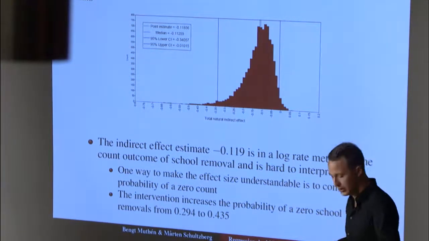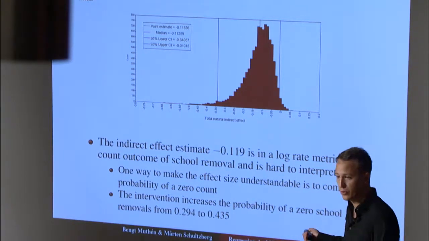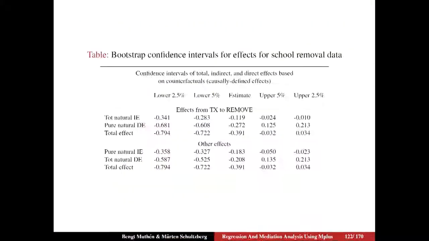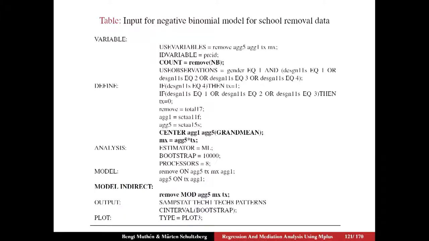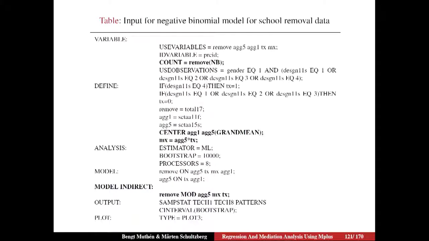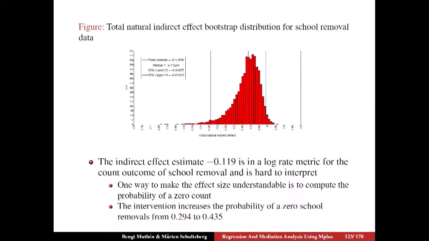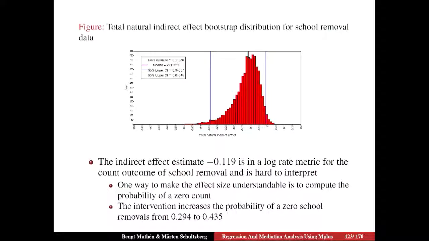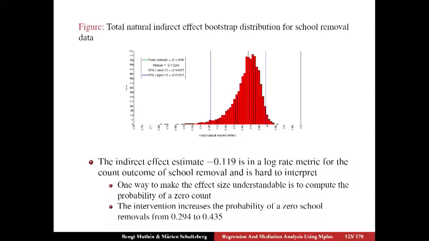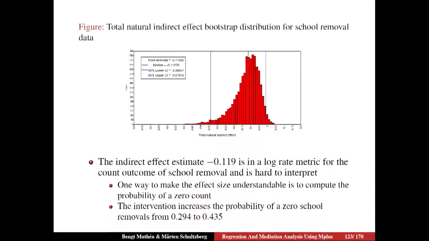So as I said, this would be the bootstrap distribution, like Bengt said. This is based on the 10,000 samples that we made, bootstrap samples or iterations. And we can see here that the non-symmetric confidence interval does not cover 0. We have a significant negative effect. However, the point estimate of minus 0.119 is not very easy to interpret. It's on the log rate scale, right? So what does that mean? It lowers the probability of school removal somehow, but it's hard to interpret.